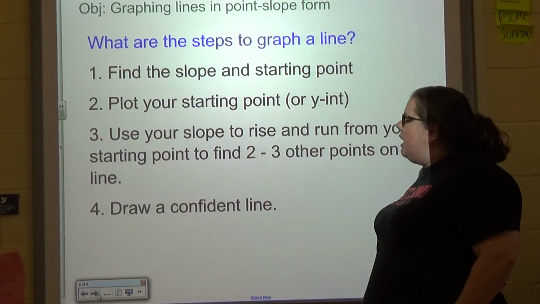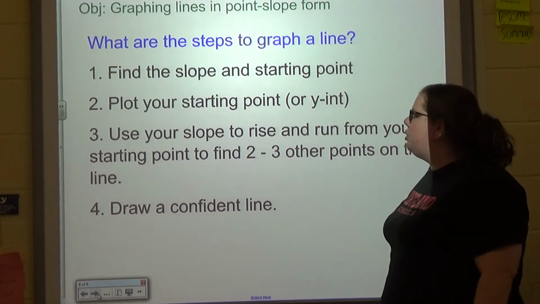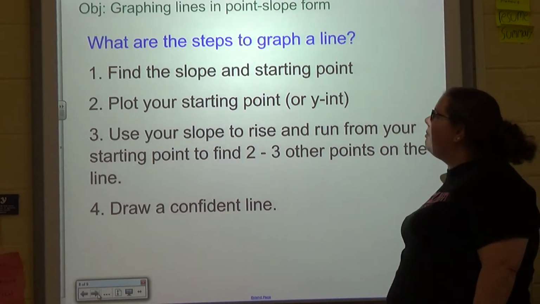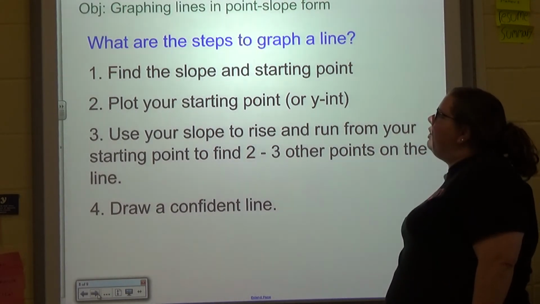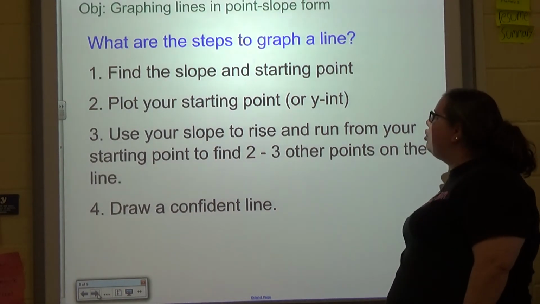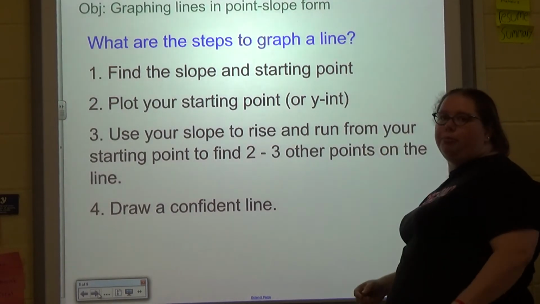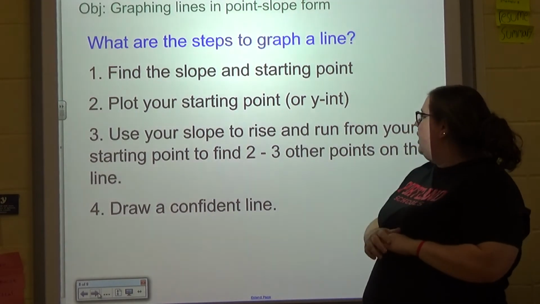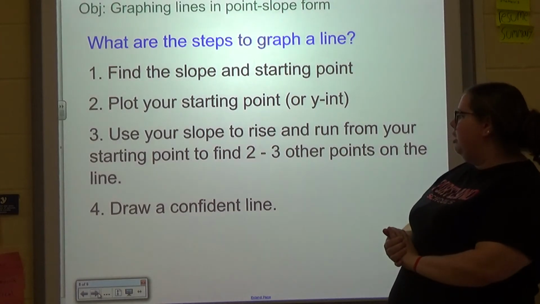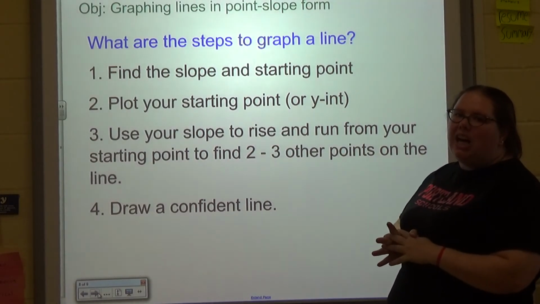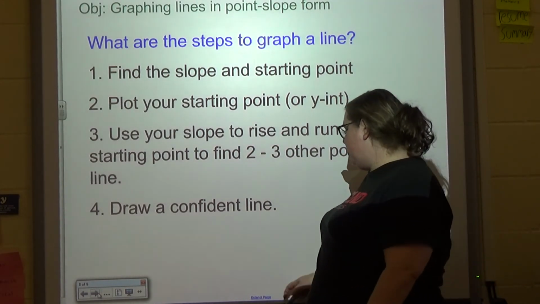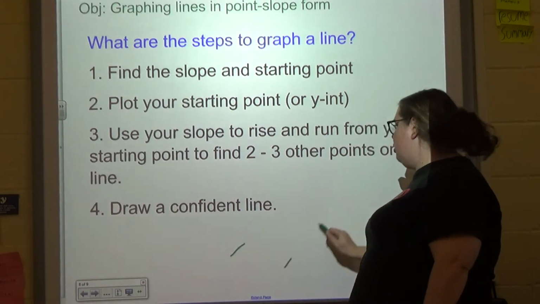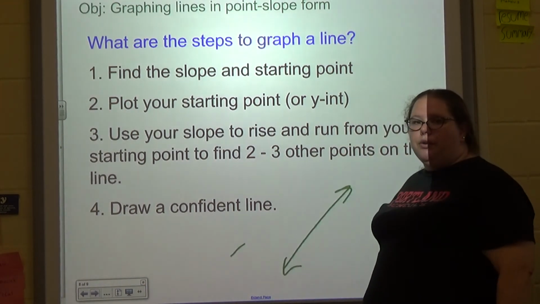Alright, last thing, write the steps. It's just helpful, especially if this is not the easiest topic for you. You can use this for slope-intercept, just replace starting point with the y-intercept. So find the slope and starting point. That starting point can be any point or it can be your y-intercept. Start at that point and use your slope to rise and run. Find 2 to 3 other points, and draw a confident line. It drives me nuts when kids draw lines that are sketchy. Draw a nice confident line, with arrows and all that.